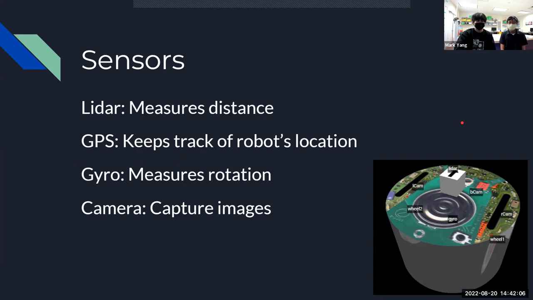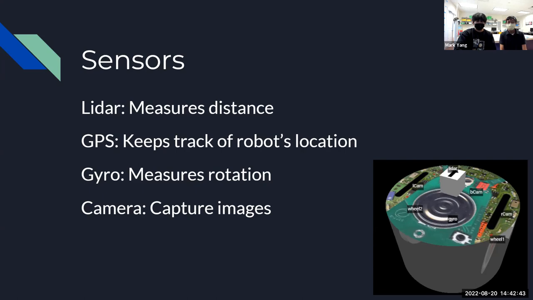Finally, our robot, specifically the one that we used for the competition, is made up of 4 main sensors: the LiDAR, GPS, gyro, and camera. The LiDAR measures distance using lasers, and we used it for navigation and mapping. GPS keeps track of the robot's location. We need to send our location to the Airbus supervisor when we are doing specific tasks in the competition. And the gyro also measures rotation, which allows for a lot better navigation.